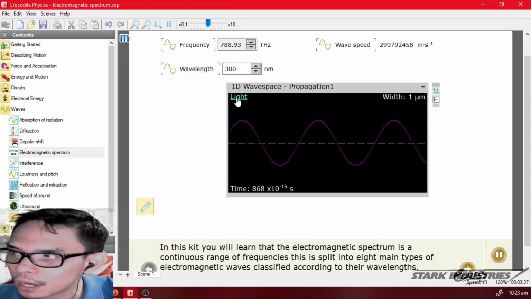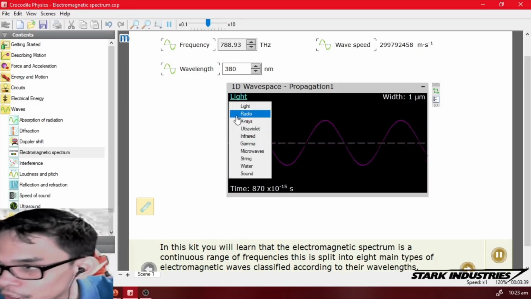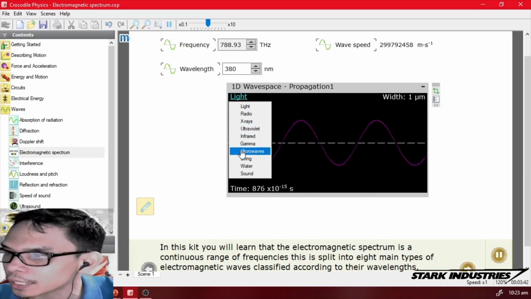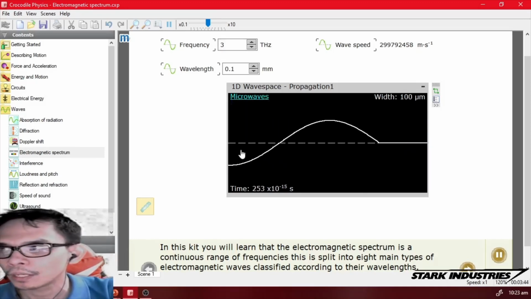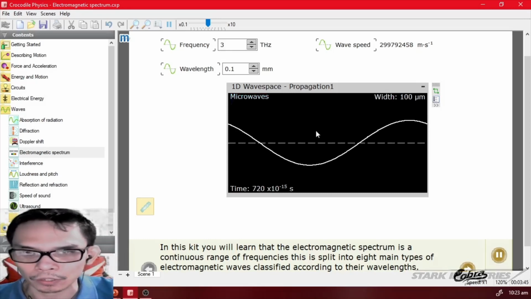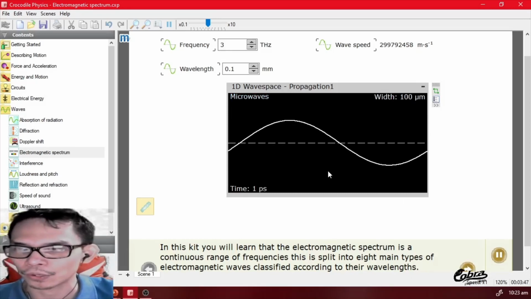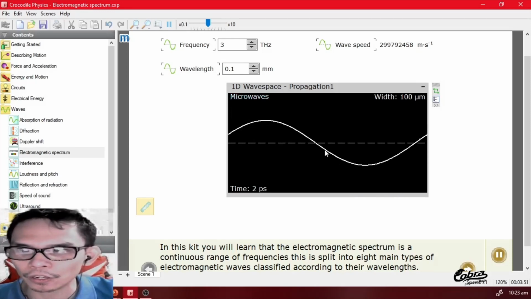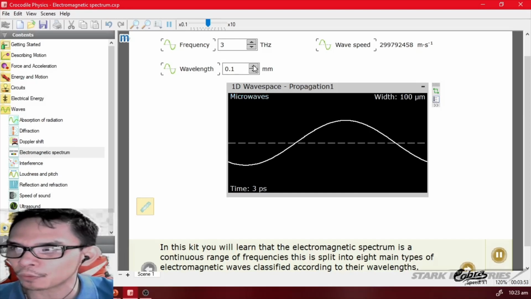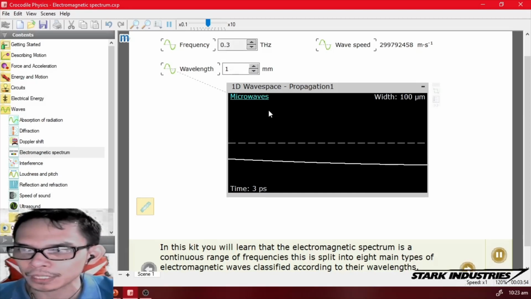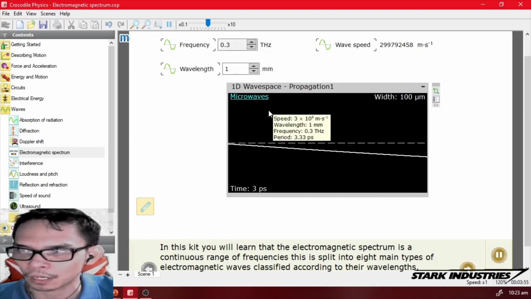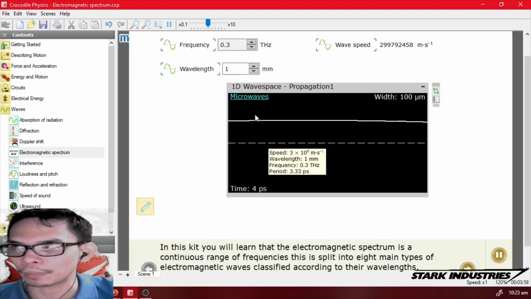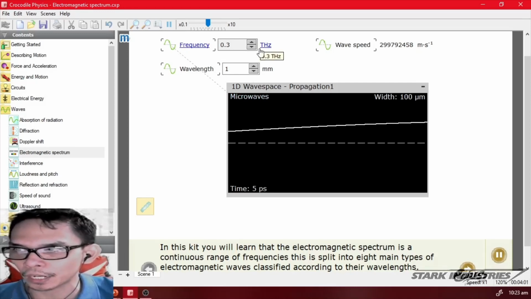Let's take a look at the other forms of the electromagnetic spectrum. Let's take a look at the microwave. Microwave looks like this. It doesn't have any color at all, since we can't see them. If we increase the wavelength to its maximum, the maximum wavelength of the microwave is 1 millimeter, at 0.3 terahertz.